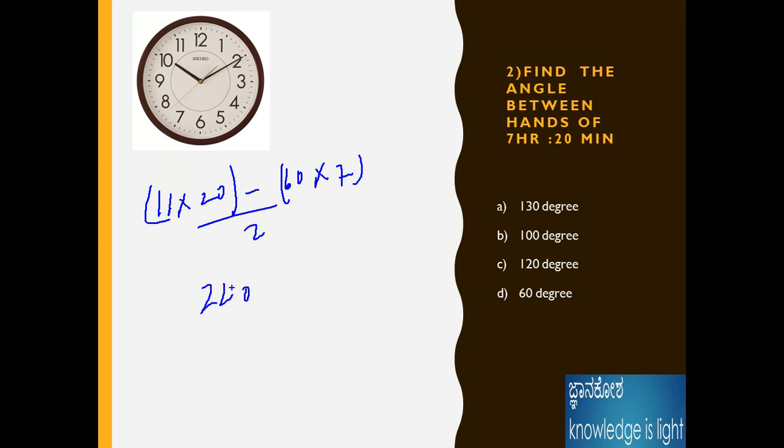220 minus 6 into 7 is 420. Therefore 420 minus 220 is 200. And ignore the minus sign. Therefore 100 degrees is the answer for this question. This is the one method I already told.